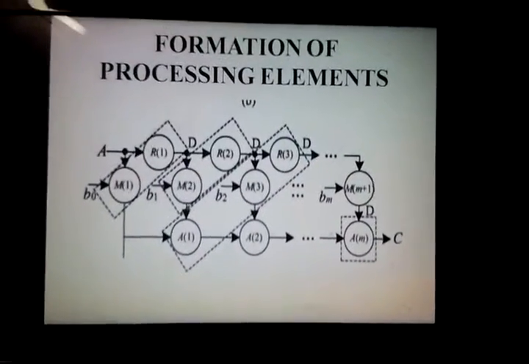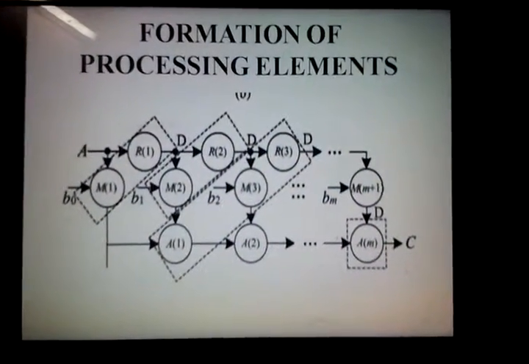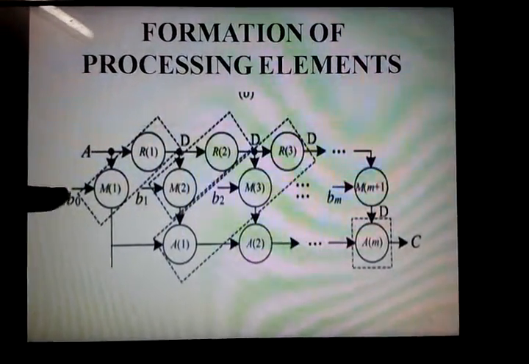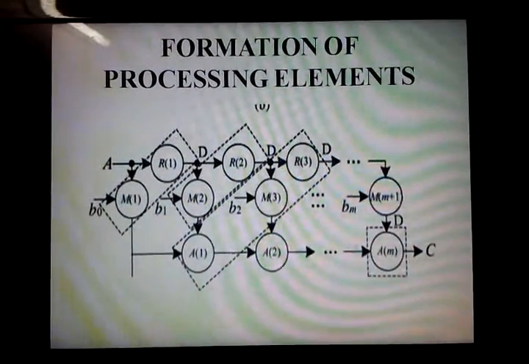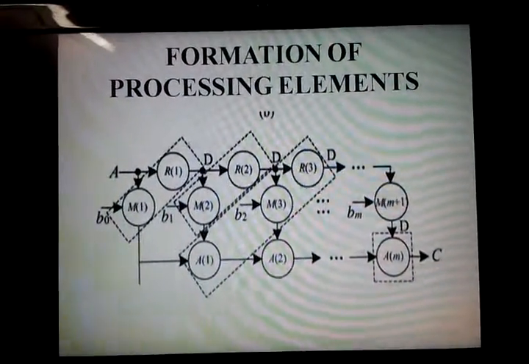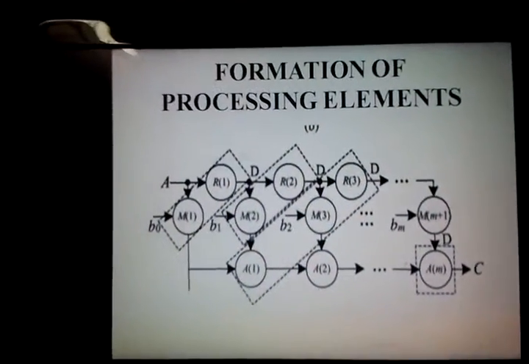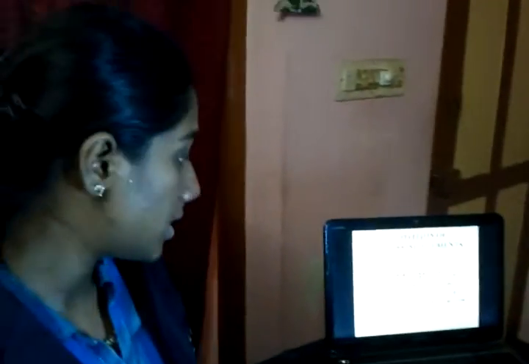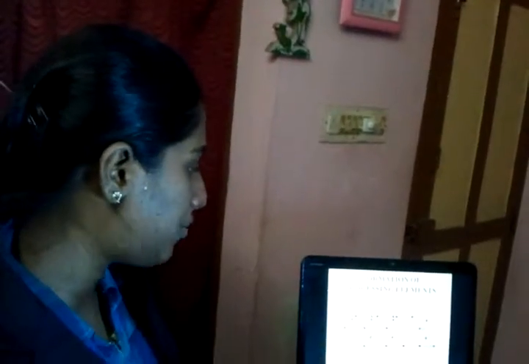Usually, there will be 3 registers in each processing element. The 3 registers are the multiplication register, the shifting register, and the addition register. For the multiplication register, the gate used is the AND gate. For the shifting register, the gate used is the BSC, the base shift cell. And for the addition register, the gate used is the XOR gate. This is how the processing elements are formed.